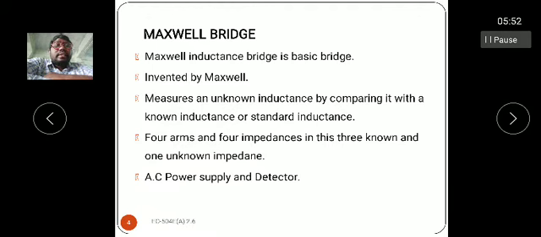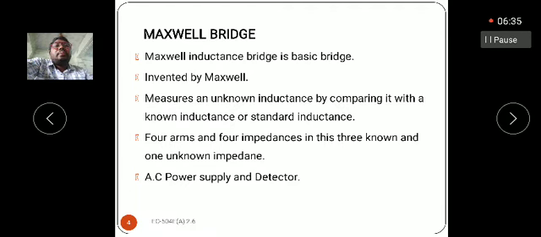The Maxwell's inductance bridge is a basic bridge circuit used to measure an unknown inductance. The unknown inductance can be measured with the help of the Maxwell's bridge. It measures an unknown inductance by comparing it with a known inductance or the standard inductance. That means it is nothing but a comparison.